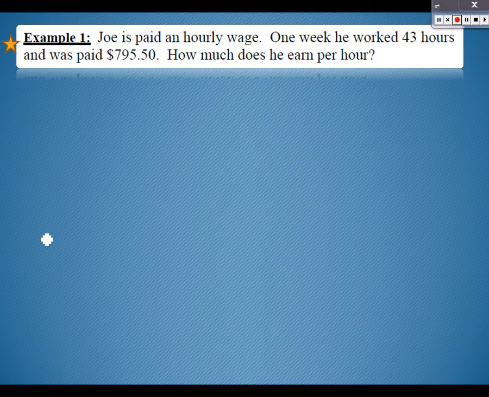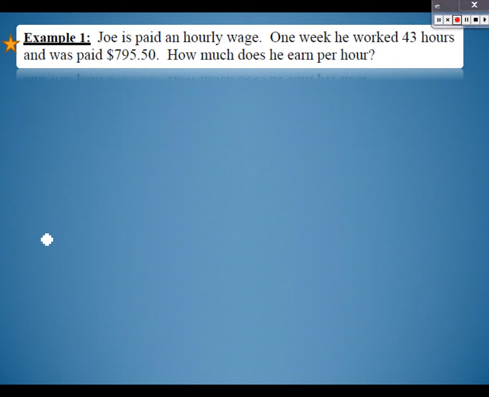He's making $18.50 an hour. Is that good? I don't know. It's not enough to support a family, maybe, but it's decent. It's definitely good if you're a college kid. Way good. So it's a decent wage. He's a hard-working man, Joe. Okay, good job. Keep up the good work, Joe.